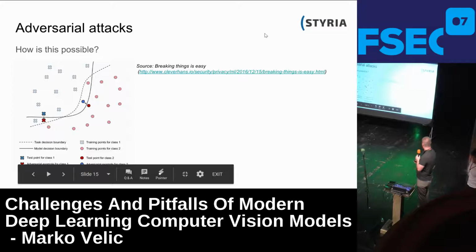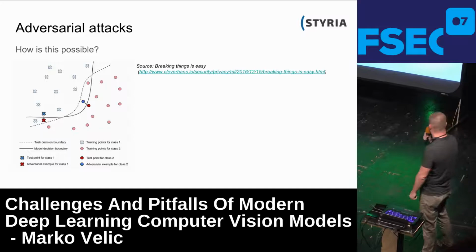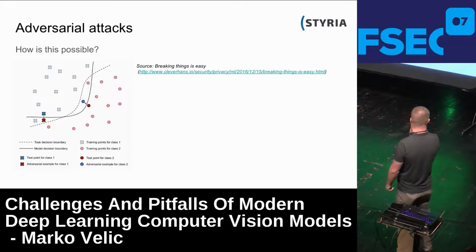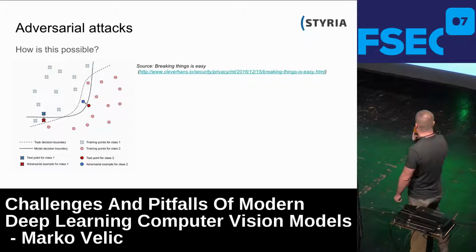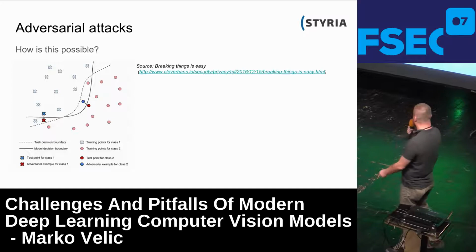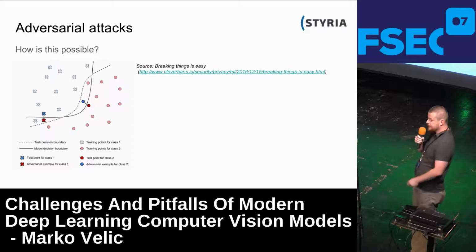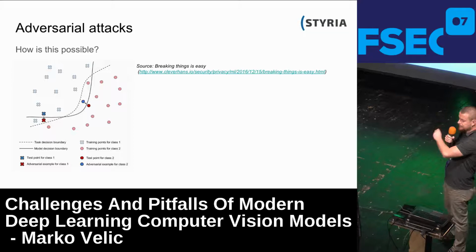Okay, how is this possible? Well, let's take two-dimensional data, and let's say that you have two classes. One are X's and the other ones are circles. So the dashed line is the real line that's separating the classes. The full line is our model's decision boundary, which was created during the training process. As you can see, some of the data points are close to the decision boundary. You can imagine that these are images, but just two-dimensional data.